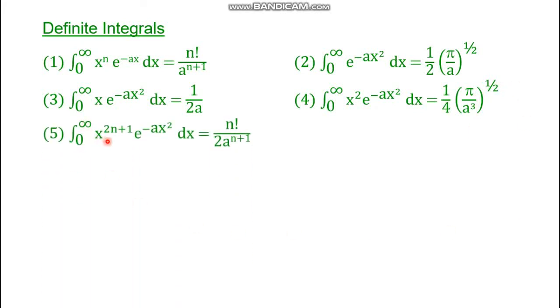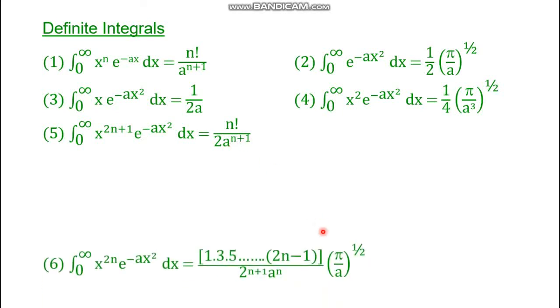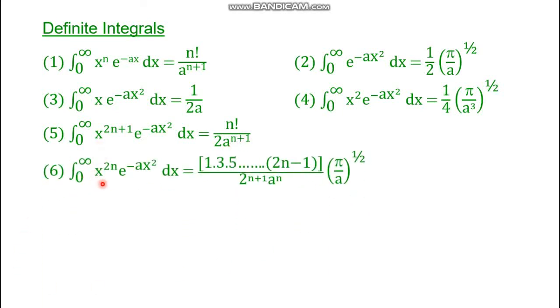Integration 0 to infinity x to the power twice n plus 1 e to the power minus ax squared dx equals n factorial divided by twice a to the power n plus 1. Integration 0 to infinity x to the power twice n e to the power minus ax squared dx is actually equal to the series of odd numbers up to twice n minus 1 divided by 2 to the power n plus 1 into a to the power n into pi by a whole to the power half.